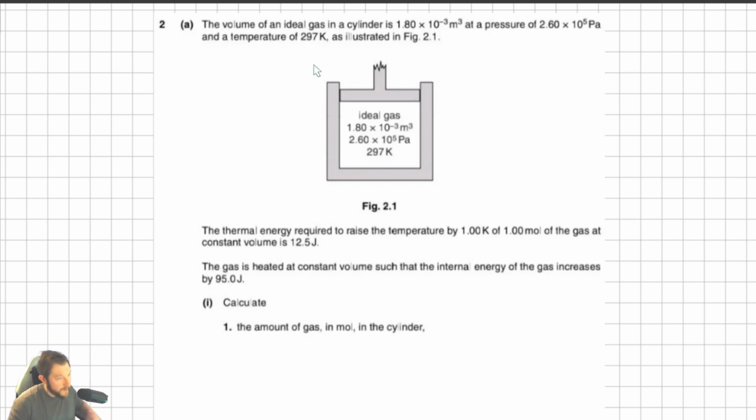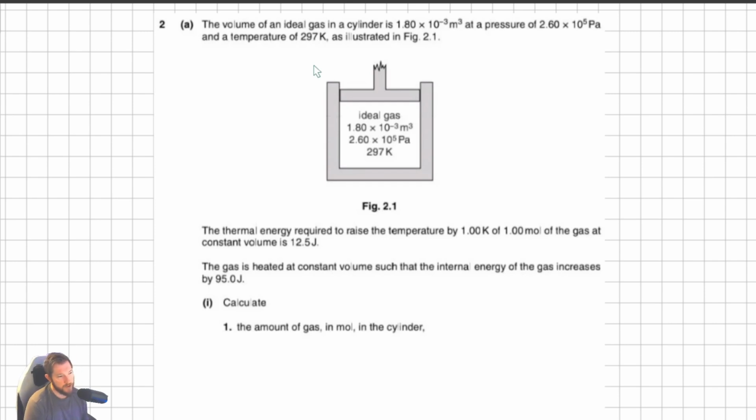So we've got the volume of an ideal gas in a cylinder is 1.8 times 10 to the negative 3 meters cubed at a pressure of 2.6 times 10 to the 5 pascals and a temperature of 297 Kelvin. And we've got a diagram to show that. Then we've got some important information for later.